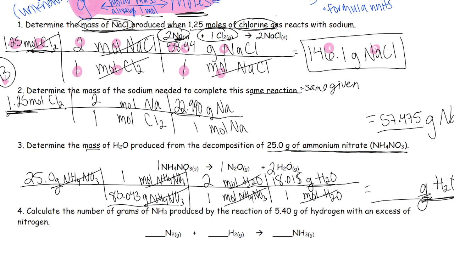And then when we plug all of this into our calculators, we'll multiply by everything on top and then divide by everything on bottom. So I'm going to type 25 times 2 times 18.015. And then usually when I get to the end of the top, I hit enter, and then I'll hit divided by 80.043, and then hit enter again.